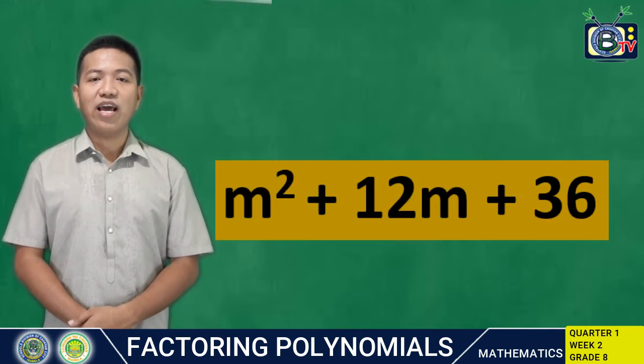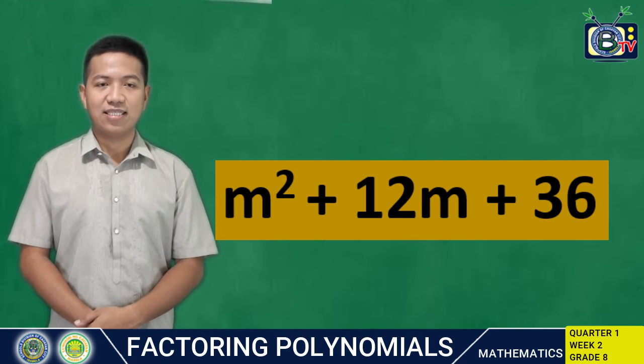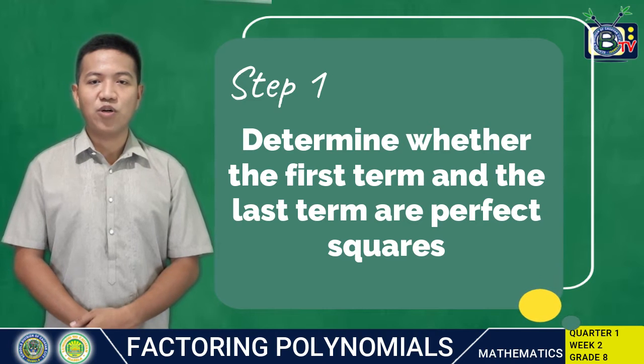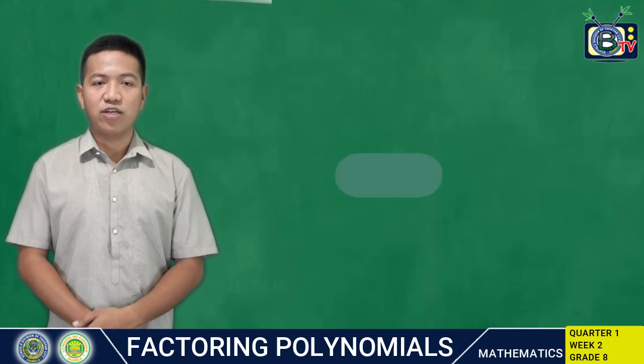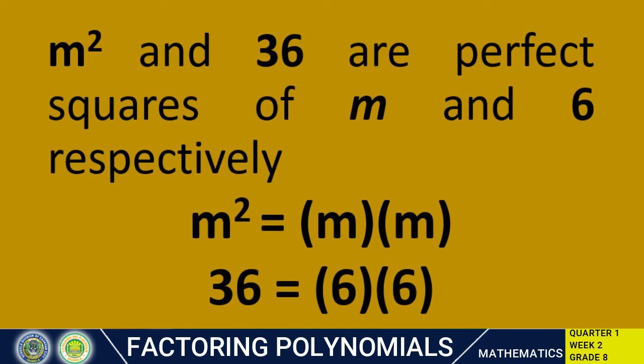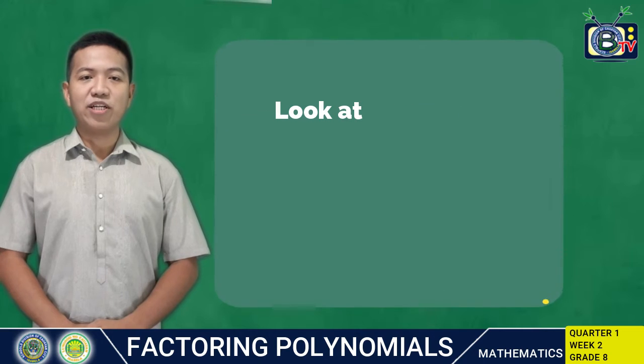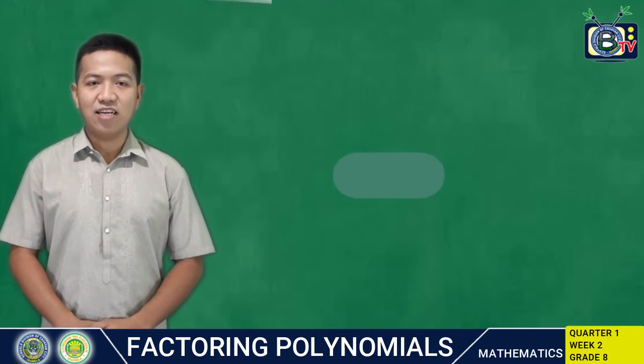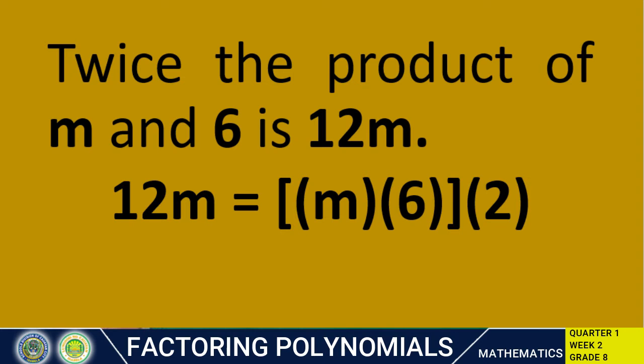Let us factor m squared plus 12m plus 36. Step 1. Determine whether the first term and the last term are perfect squares. M squared and 36 are perfect squares of m and 6 respectively. Determine whether the middle term is twice the product of the square root of the first term and the last term. Twice the product of m and 6 is 12m.